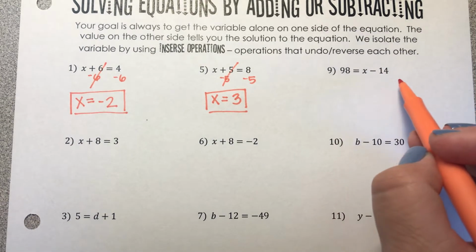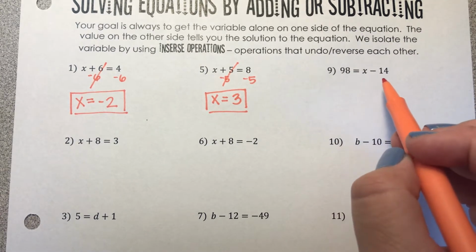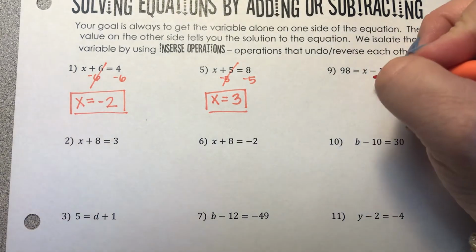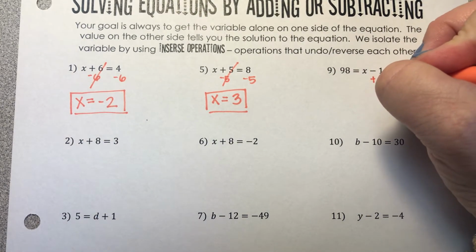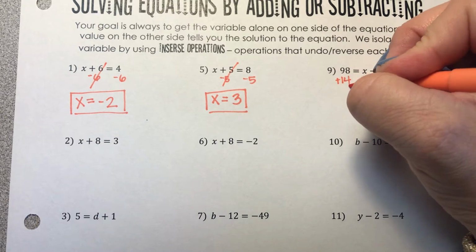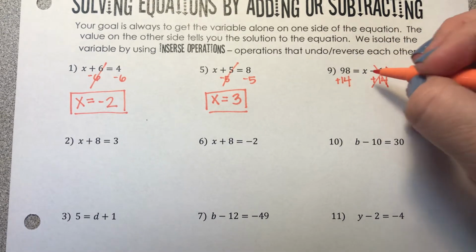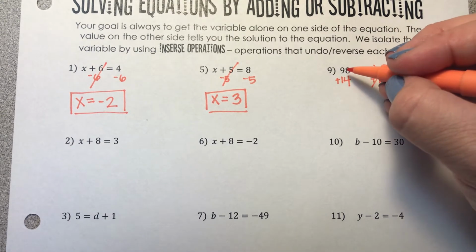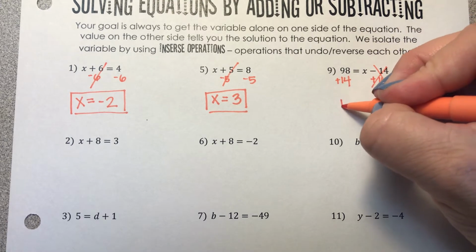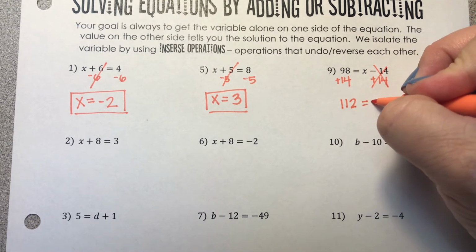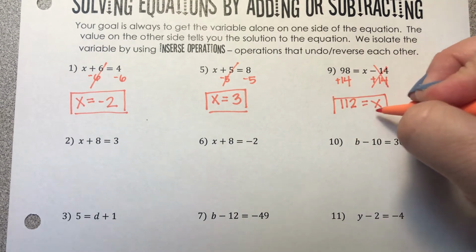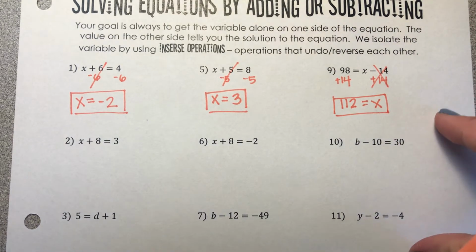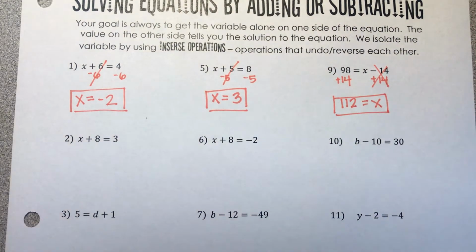Look at number 9. You're like, whoa, it's weird because the variable is over here. Same process. The opposite of subtracting 14 is adding it. And I want to get rid of it so I have the variable by itself. 98 plus 14 is 112, and that equals x. This is it. This is the whole thing.